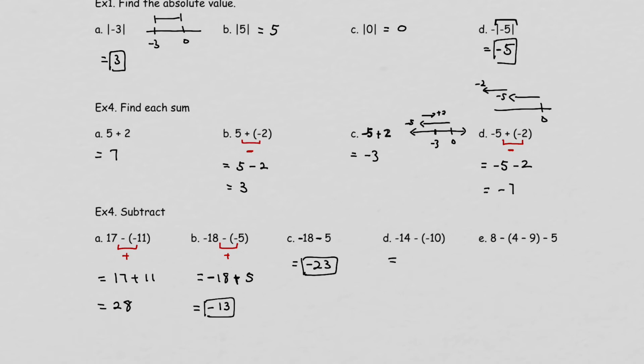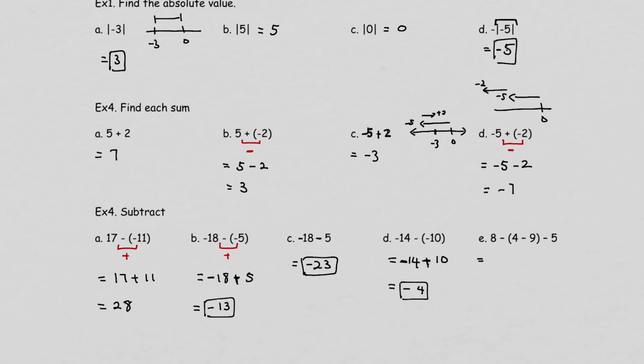Two signs, so you're going to combine. Subtracting a negative is the same as adding 10. This gives you different signs, so it will be negative 4 that remains. So you're moving negative 14, but moving right 10 after, right? So that will be negative 4.